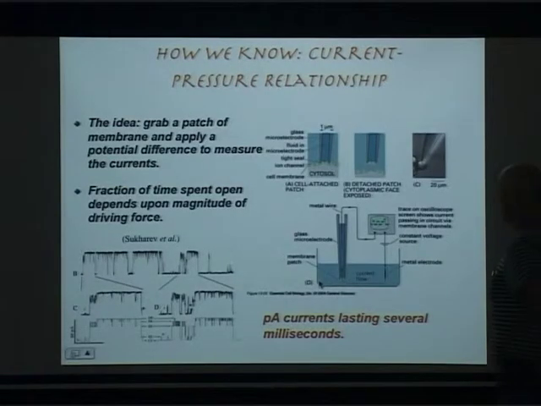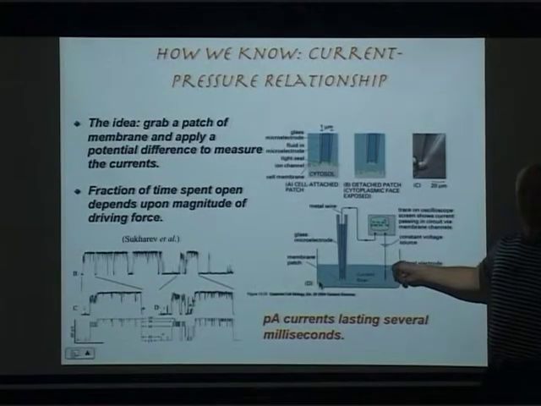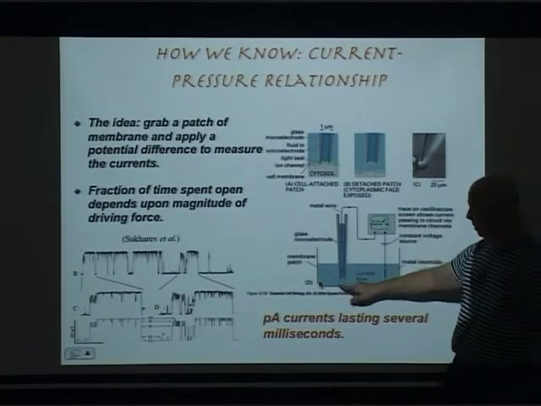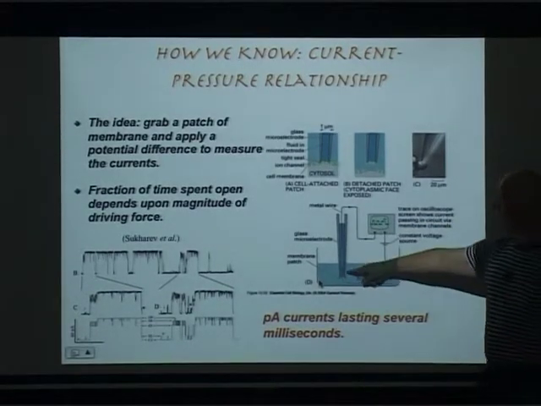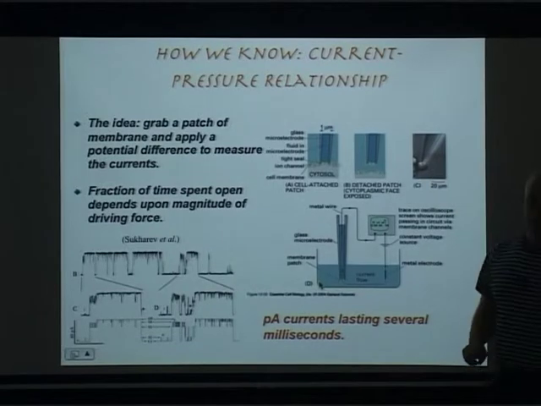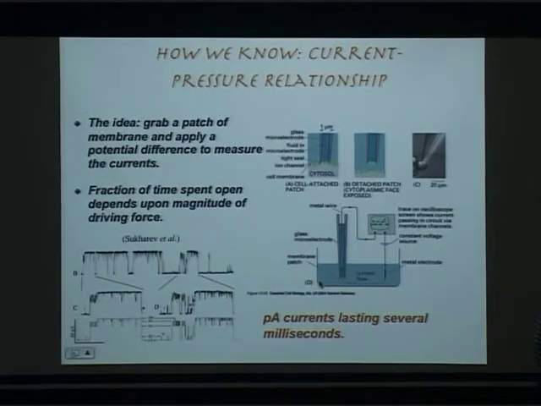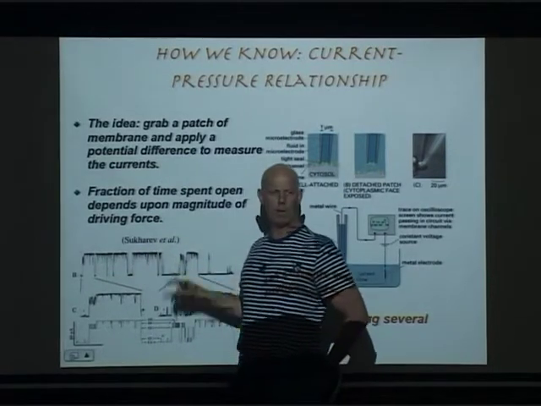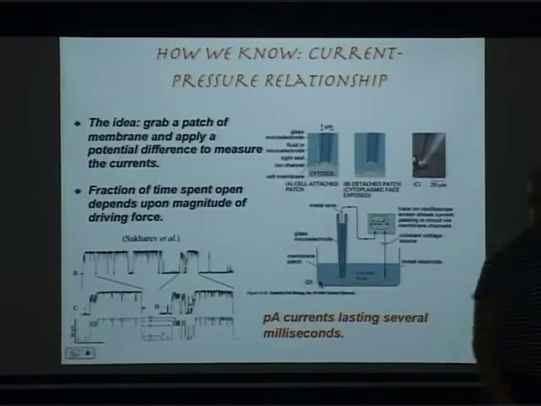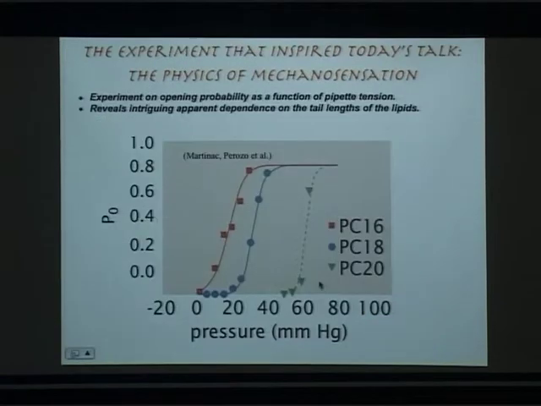So the way you do measurements on these is exactly what I said a while ago. Here's a schematic of what I was telling you about. You take a pipette, you grab a little piece of membrane, here's the electrodes, you apply a suction pressure inside of the pipette, and then you measure the current. Here's what the current traces look like, up and down, up and down. And what comes out of that is that kind of stuff.